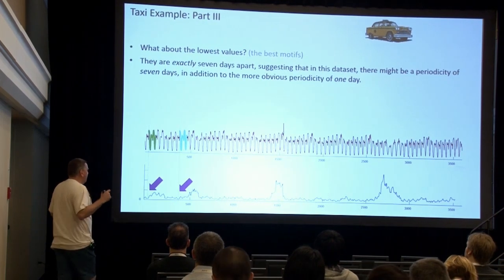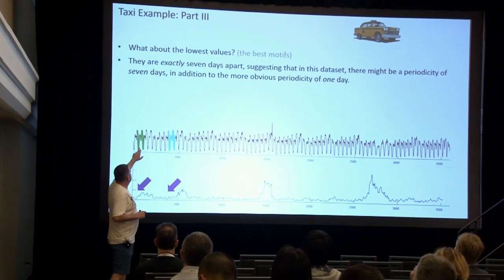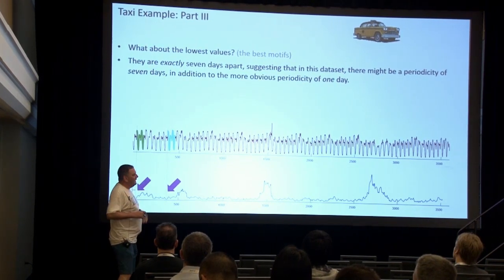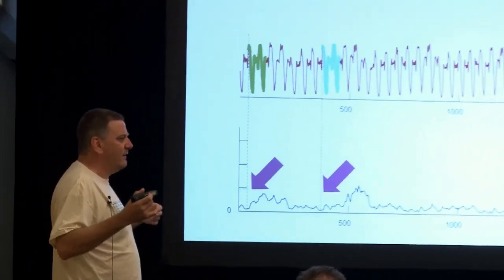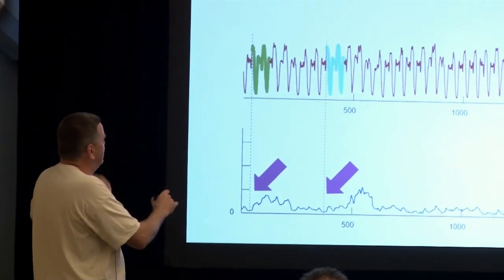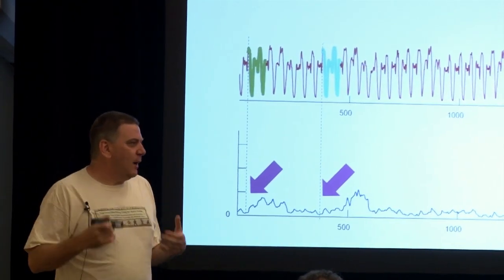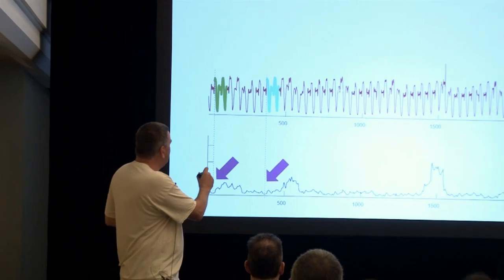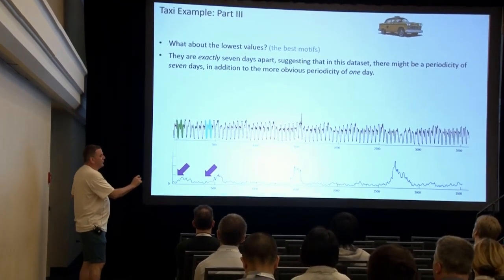And there's even some more structure here. If you look at the smallest values, which happen to be here and here, we find they're exactly 7 days apart. And so it's obvious that there's a daily periodicity here. The weekly periodicity is a little bit less obvious, but because these are 7 days apart, it's suggestive of that. Now, of course, you could do this almost by hand or by eye on this data set. But when you have bigger and bigger data sets, the tool becomes more and more useful.